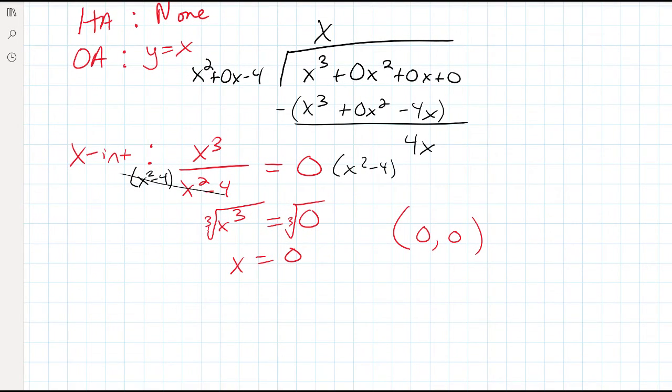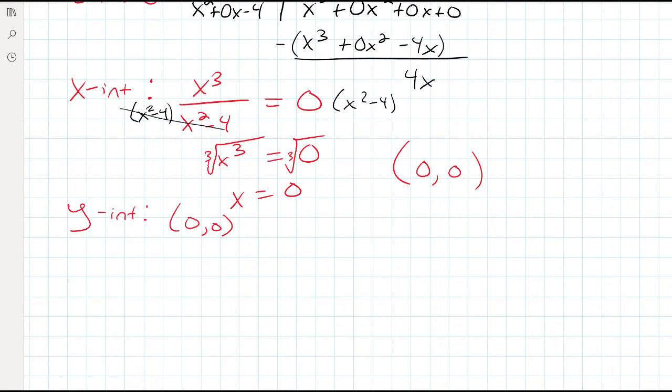Which, without doing any work, means automatically that my y-intercept is going to be the exact same thing. Why is that? That's because the origin is the only point that touches both your x and y axis. If you don't like that explanation, you can go through the process. The process is this. Let's do this.